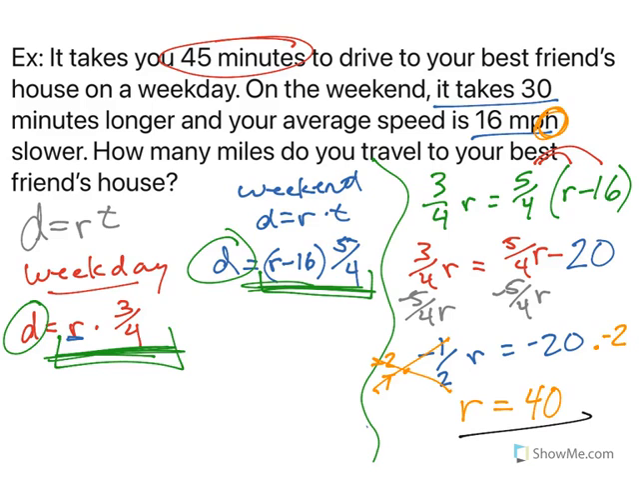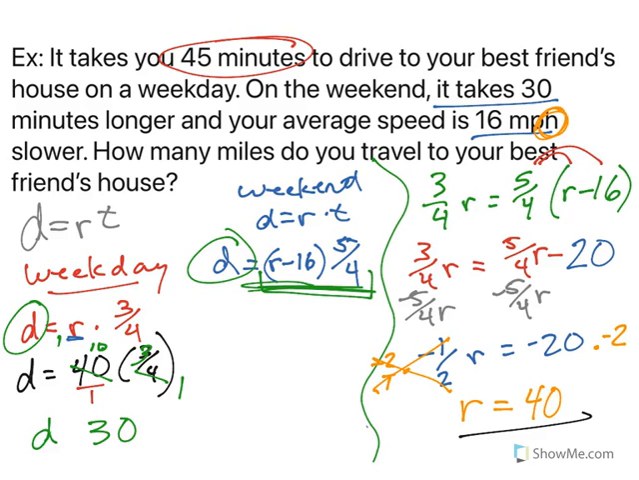Rate is 40. If we come back to my weekday, and I know R is 40, distance is my rate times 3/4. Well, put 40 over 1. 4 goes into 4 once. 4 goes into 40 10 times, and 10 times 3 is 30. So the distance to my bestie's house is 30 miles.